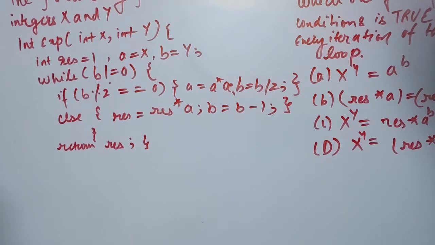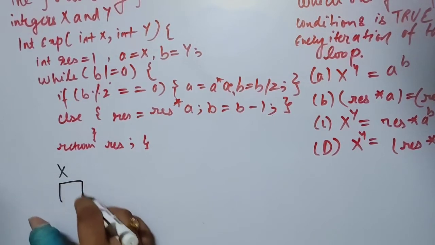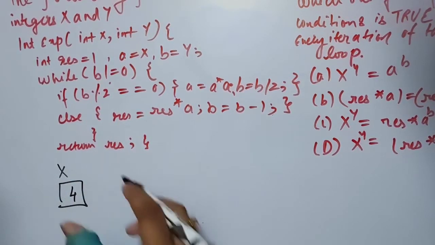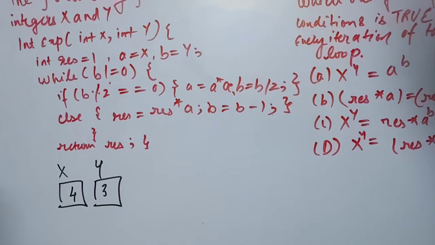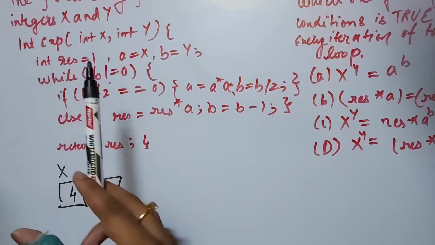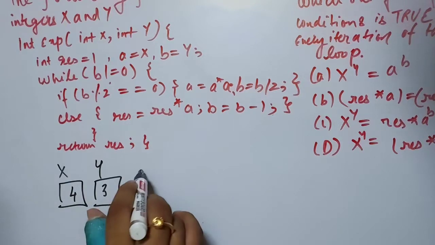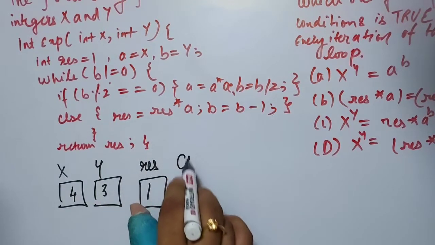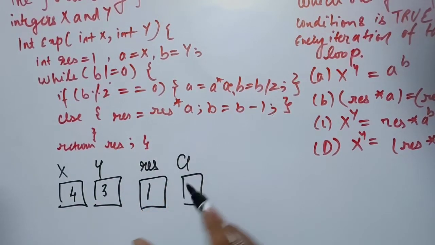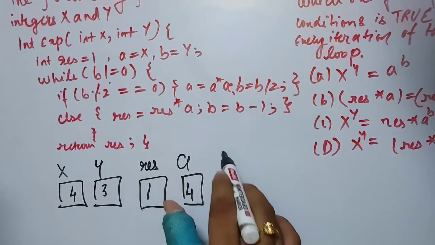Now I will take here some examples. I am considering here that x is 4 and y is 3. Okay, and they are positive integers 4 and 3, and the function is taking int expression, int x comma y. Result equal to 1 means we have to declare res equal to 1 and a equal to x, so a is 4, and b is y, and y is 3, so b is 3.